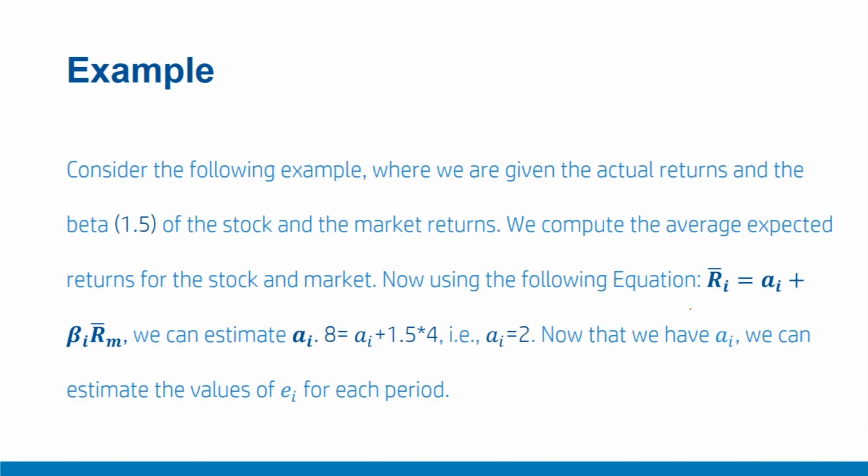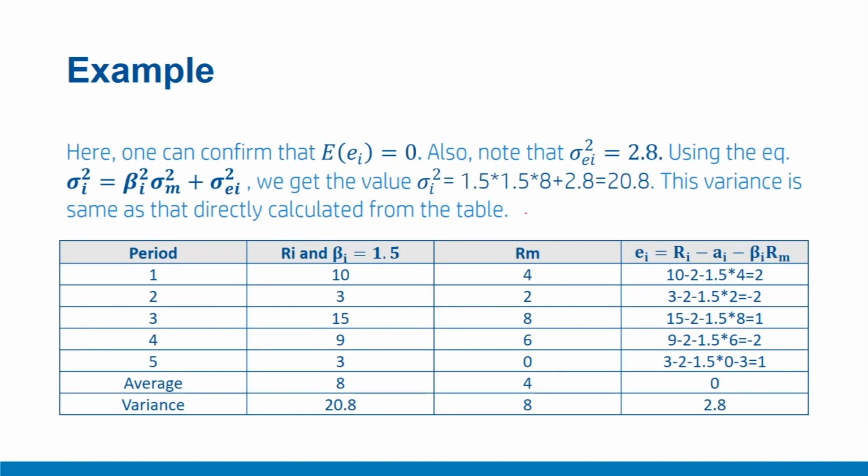So using this equation, we can solve for Ai to get Ai as 2%. I am referring to Ai or alpha I interchangeably. Now that you have alpha I, you can estimate the values of Ei as we discussed. While computing these values, we get the values of Ei for each of the periods. Using these Eis, we can check that the average of Ei is 0 as we have assumed. A lot of it is ensured by the regression model. You get average of Ei or Ei bar as 0.